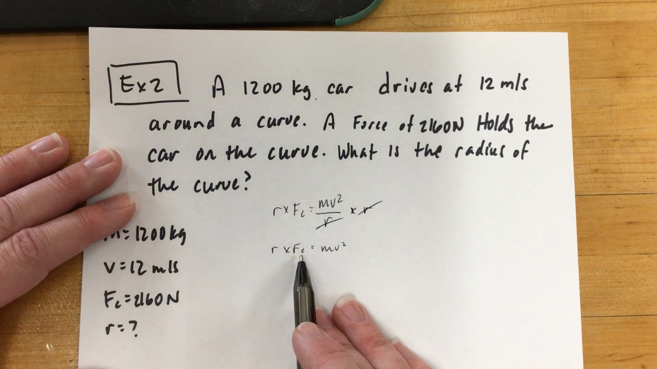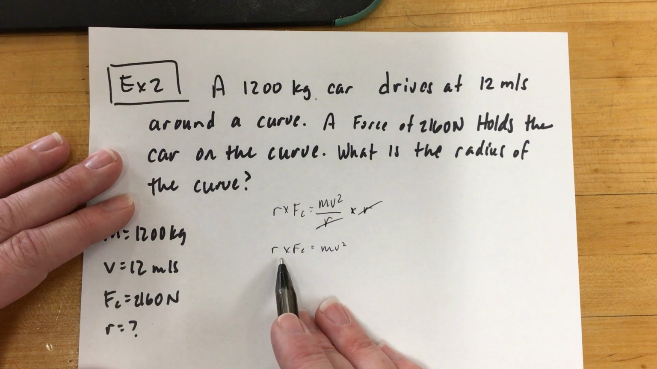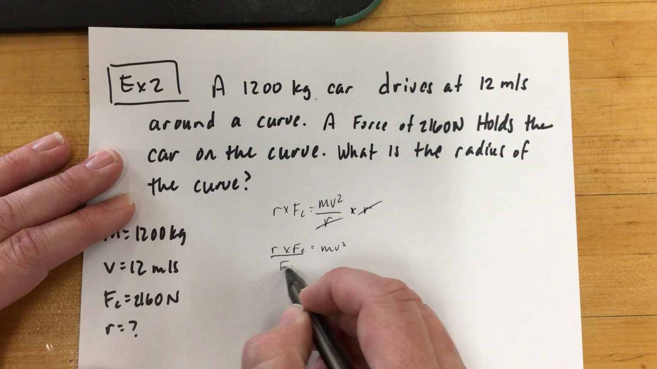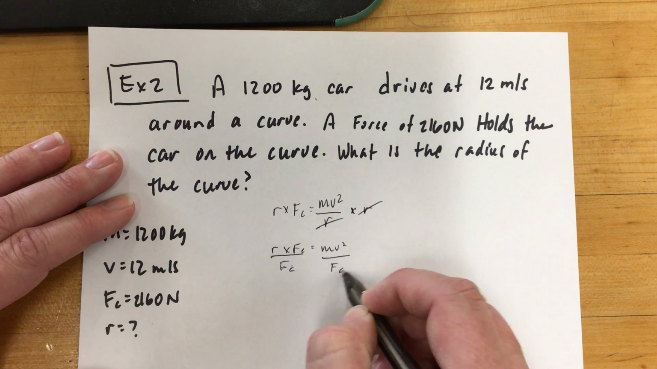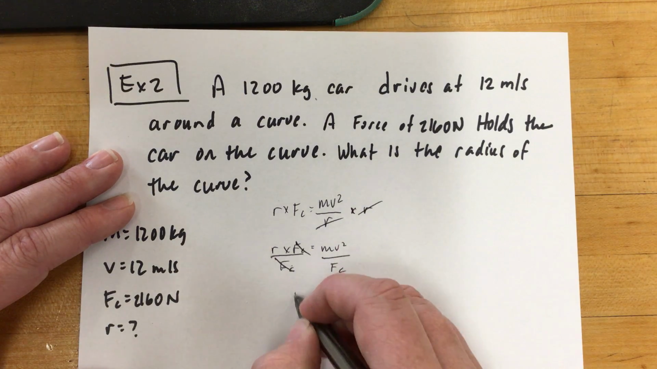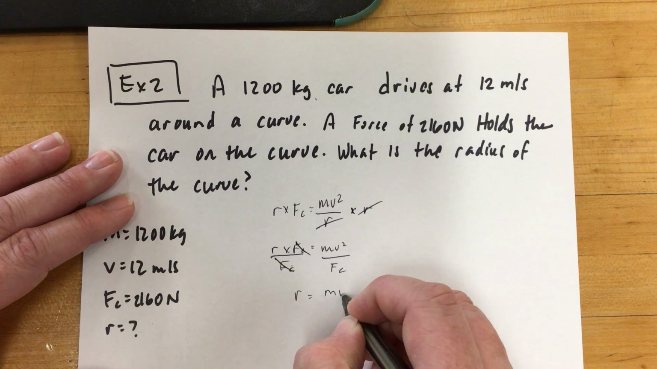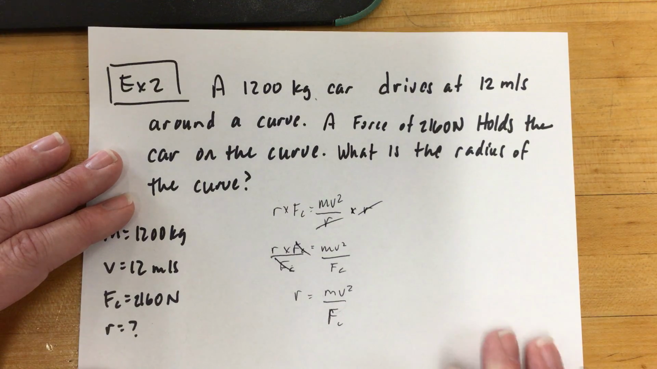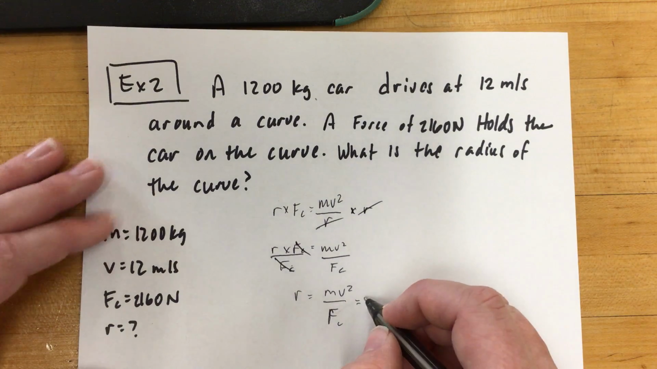I need to bring the Fc over to the other side. Currently, we're multiplying by it, so I'm going to do the opposite. Divide by Fc, divide by Fc, cancels that out. So I'm left with the equation that r equals mv squared divided by the centripetal force. Well, I have all of those pieces.